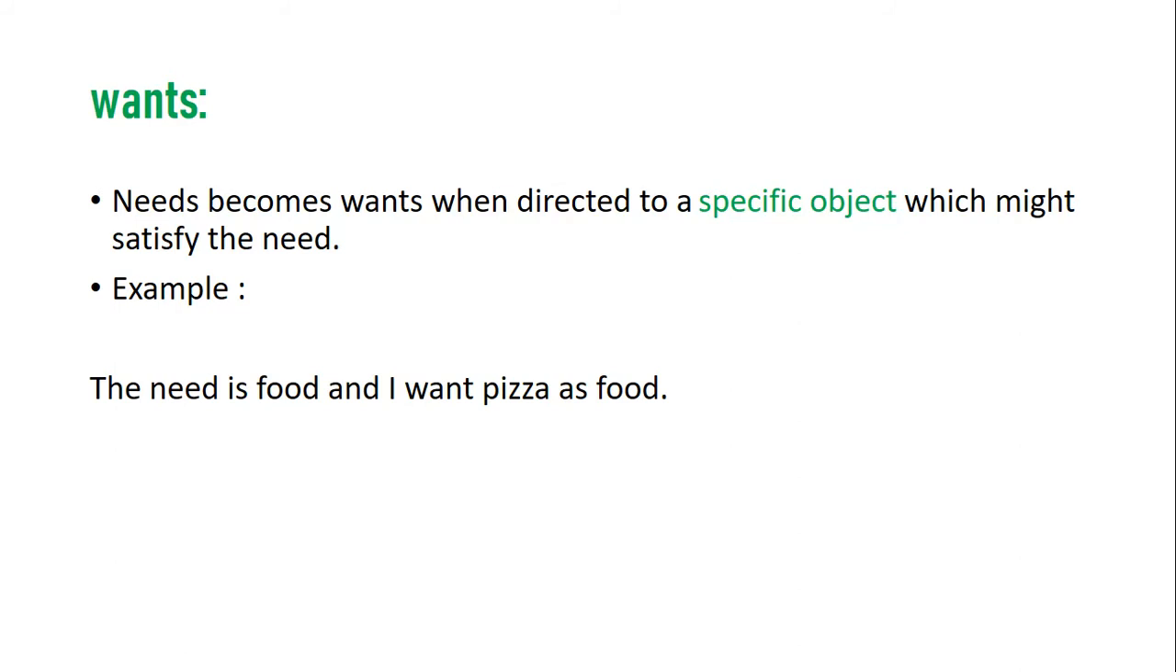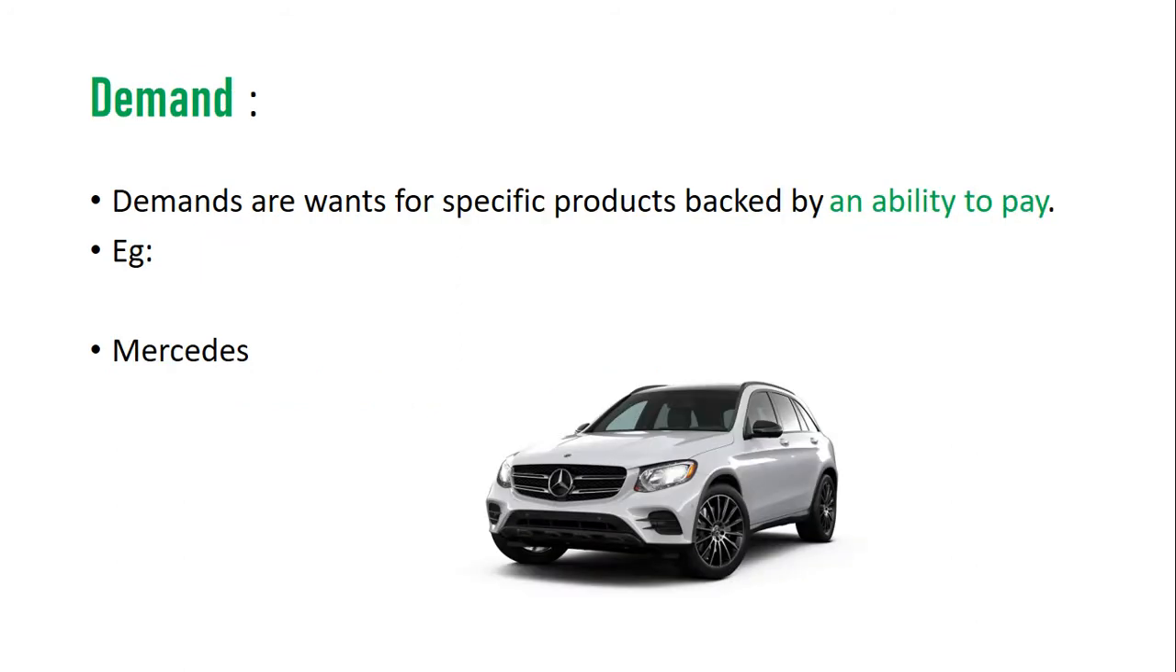So now we'll be learning about what is want. So needs become want when they're directed to a specific object. Okay, for example, I have a need for food, but when I am specified to an object, that the food is pizza, I want pizza, which might satisfy the need of the customer. Okay, for example, I need food and I want pizza. So pizza is the want here. I want pizza.